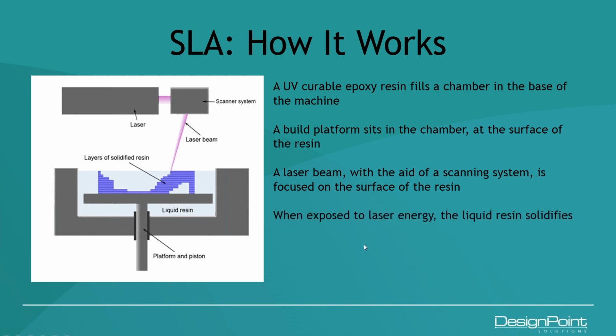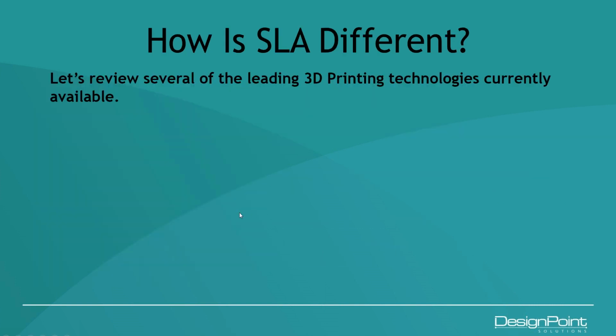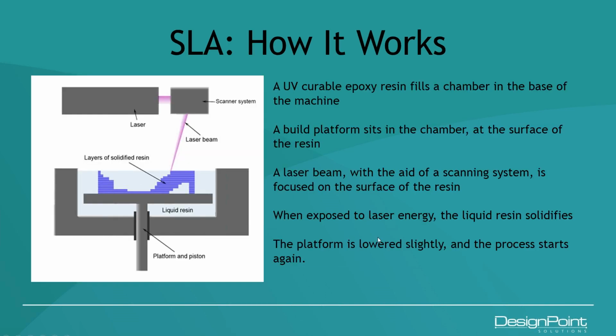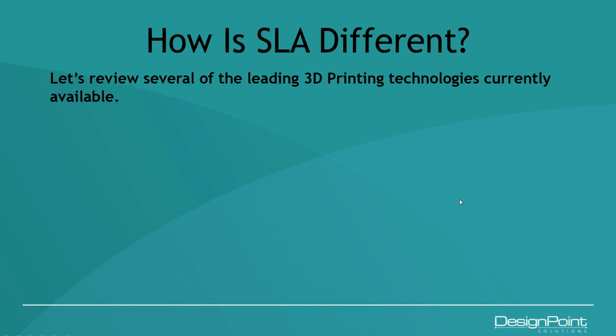Like I said, when exposed to the laser energy, the liquid resin solidifies. Once that's done, the platform is lowered into the resin about 1/1000th of an inch, and the next layer is traced out with the laser, solidifying the resin and curing it on the layer below. This is repeated thousands of times throughout the entire build, layer upon layer upon layer. Each layer is cured and bonds to the layer below, the platform drops, and this is repeated over and over again.